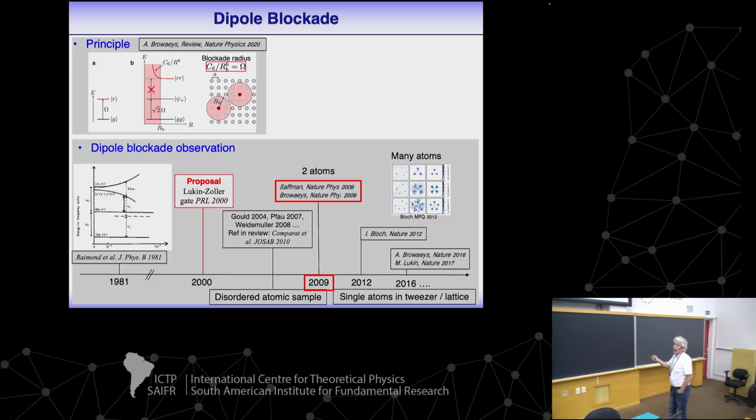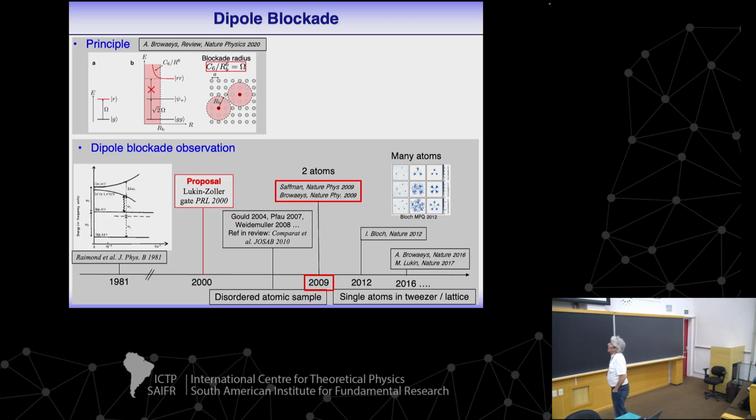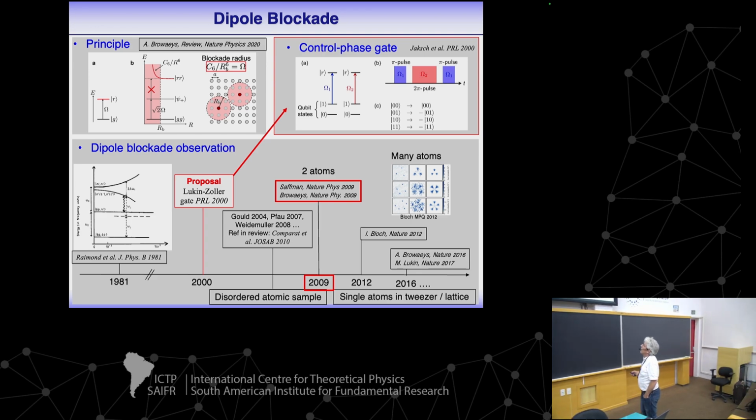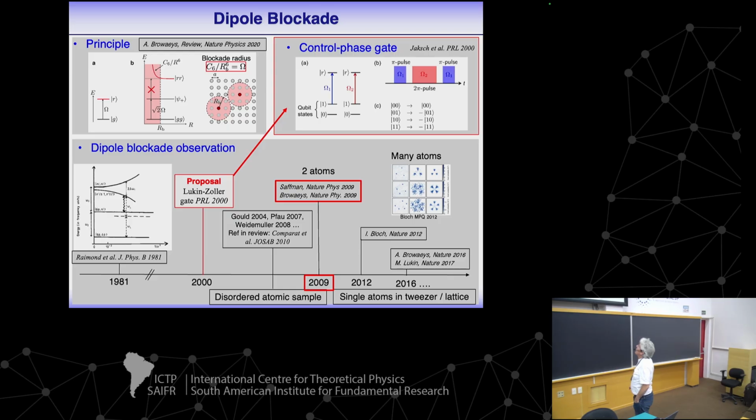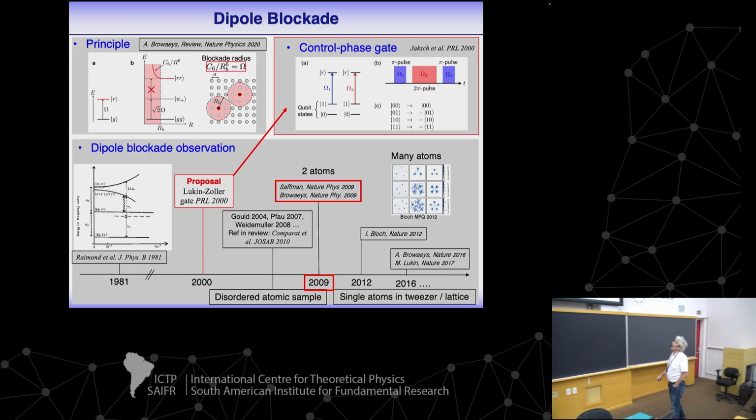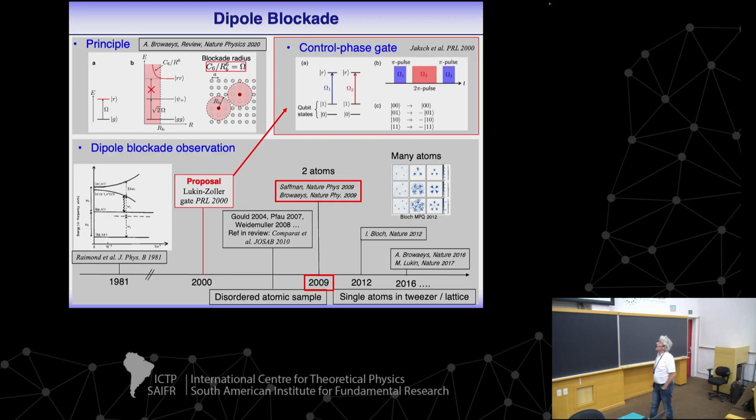So I will now describe these first two observations of the dipole blockade in two-atom optical tweezers. I would like to mention the principle of the Lukin-Zoller gate because it's very simple. You consider two atoms, and that's the principle of a quantum computer that Lukin is presently developing.